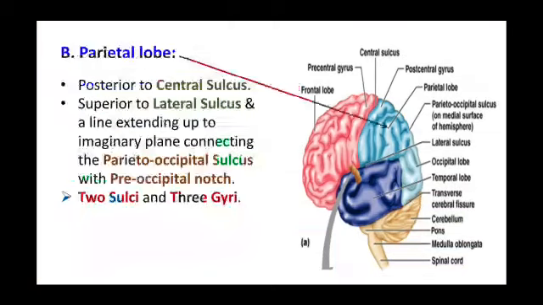The parietal lobe lies posterior to the central sulcus and superior to the lateral sulcus, and a line extending from the imaginary plane connecting the parieto-occipital sulcus to the pre-occipital notch. It contains two sulci and three gyri.